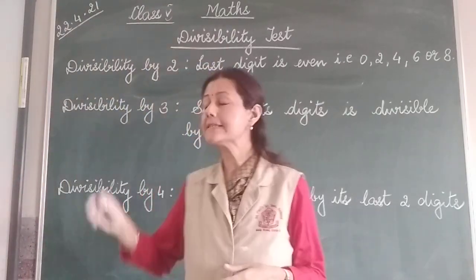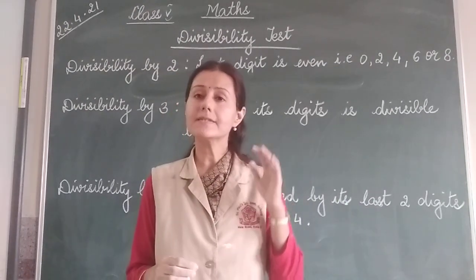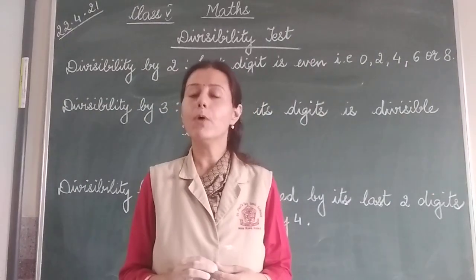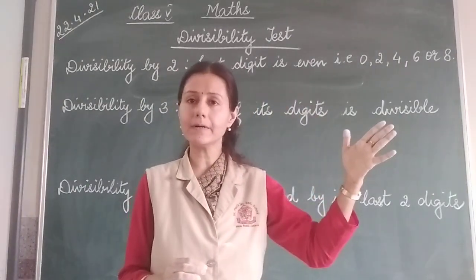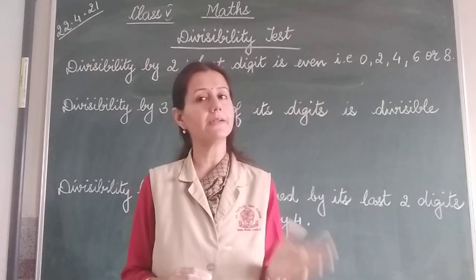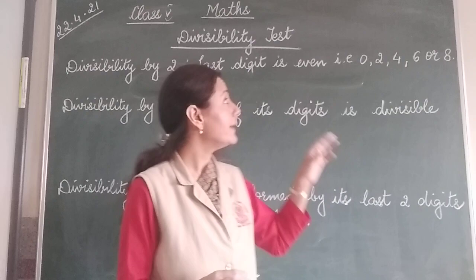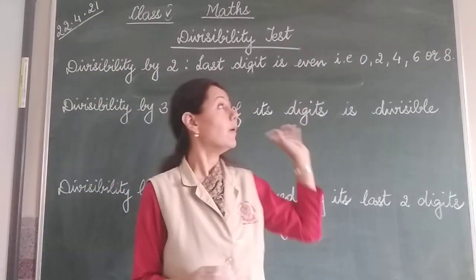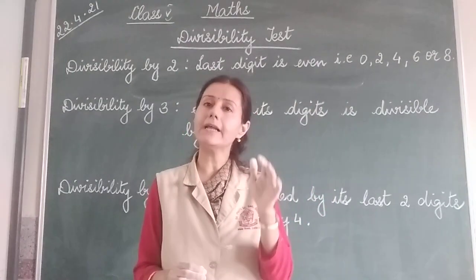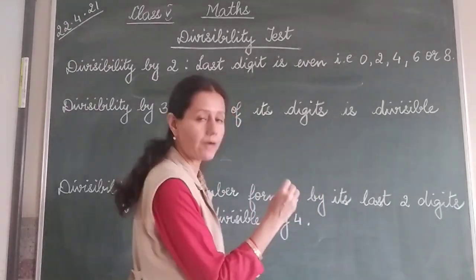Now children, next we will study divisibility test. What do you mean by divisibility test? Beta, suppose you have to find out whether a number is divisible by a given number or not, what will you do? You will divide the number by another number and find out if the remainder comes out to be 0, then you will say the number is divisible, and if the remainder is not 0, it is coming out something else, then the number is not divisible. But beta, with the help of this divisibility test, just by examining the digits of the given number, you can tell whether the number is divisible by the given number or not.